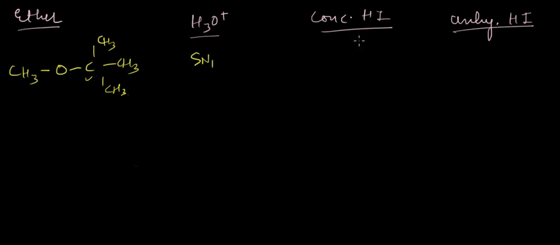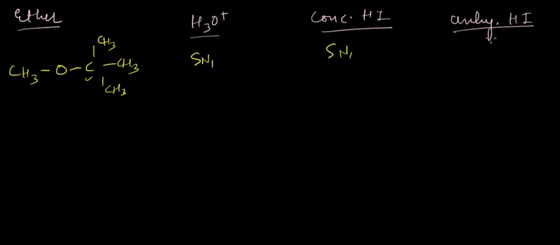What about the concentrated HI? In concentrated HI as well, the first H will be taken up by this O atom, and then the bond cleavage would be there, and the carbocation would be a tertiary carbocation which is stable in water due to the solvation. Hence I minus will attack then on this carbon atom. Okay, so due to the formation of stable carbocation, it will also take place via SN1.